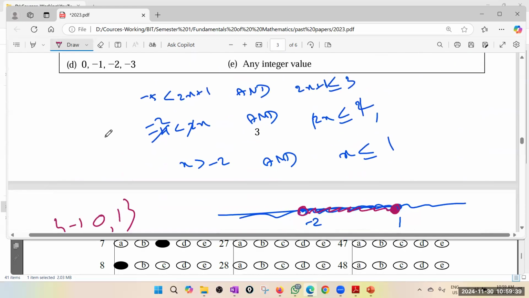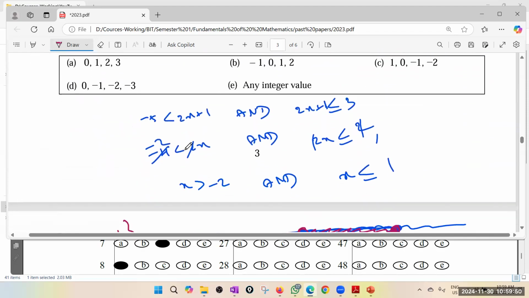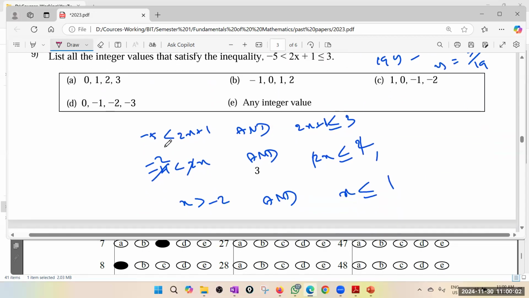So, that answer is not there. Did I make a mistake? Minus 5 less than 2x plus 1. Minus 5 minus 1, this must be minus 6. So I made a mistake, okay? Yes, I made a mistake here. Plus 1 becomes minus 1, then minus 6. Okay, so this is minus 6.